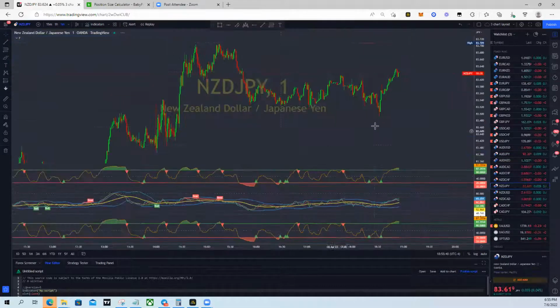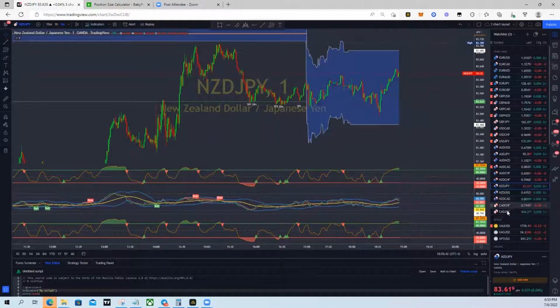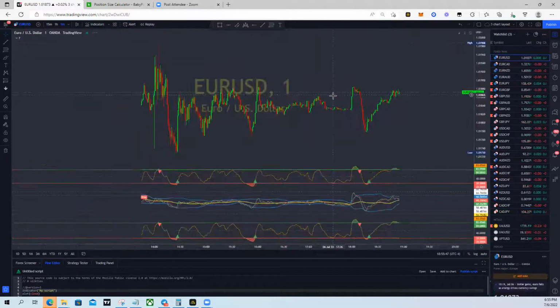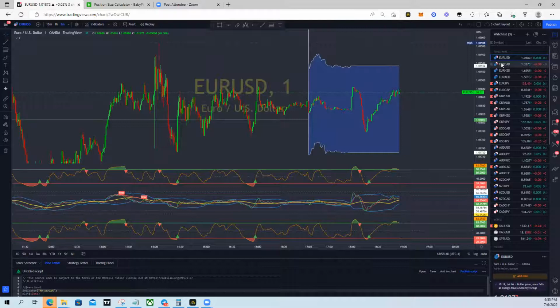A lot of them bounced back into the zone, which was, I think, Euro USD. Everything's back in the zone, you guys.